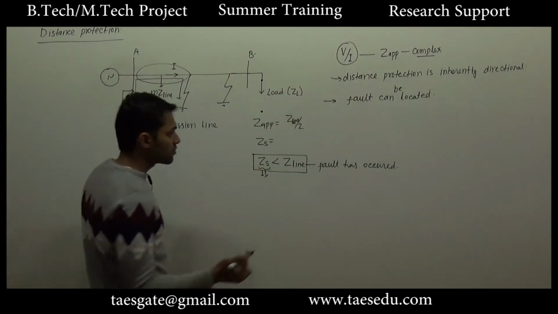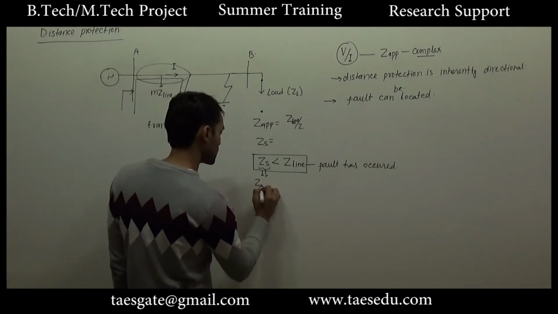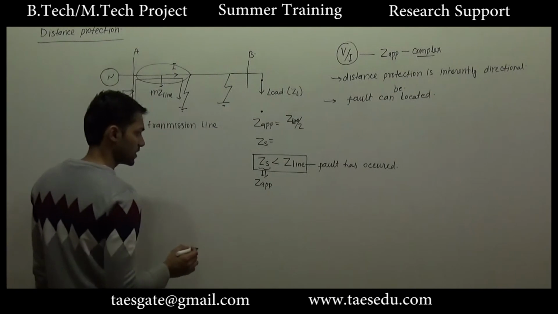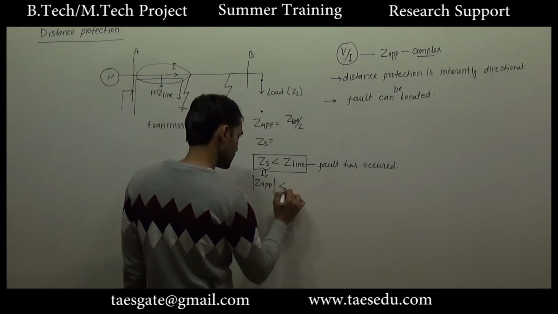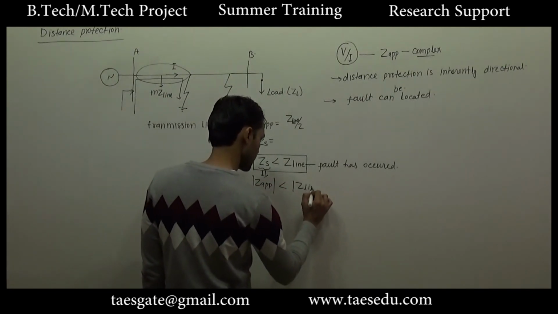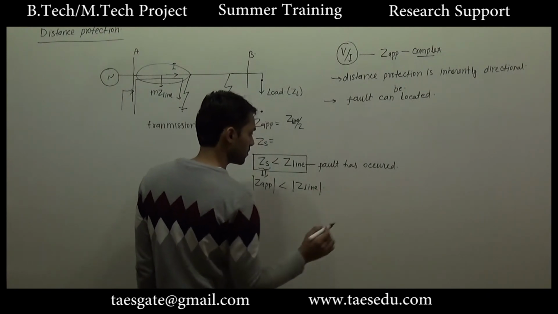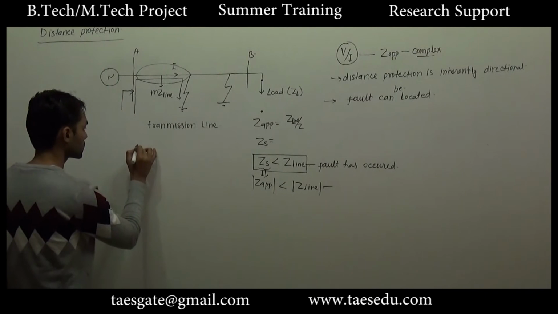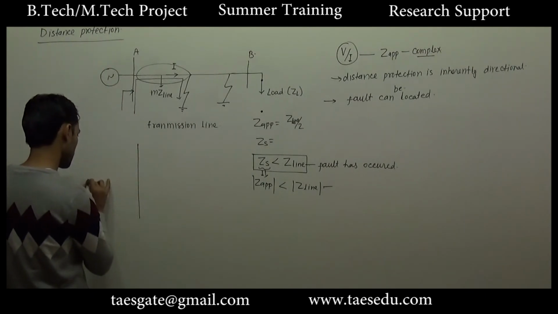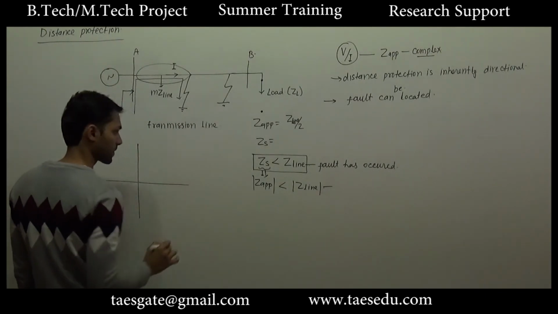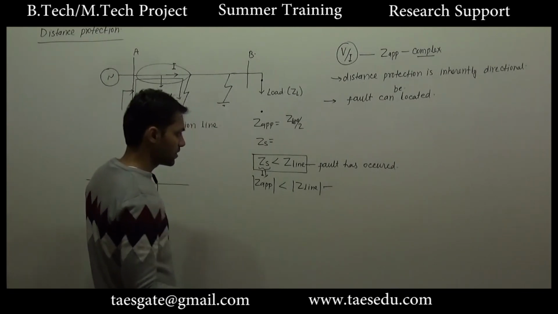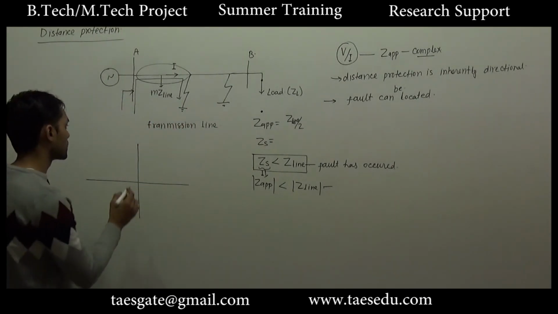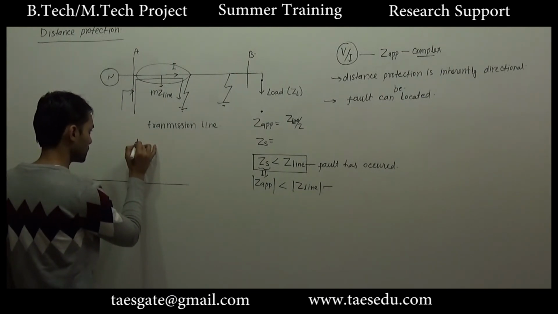If only the magnitude of the apparent impedance is used, we will say that if this magnitude is less than the magnitude of the line impedance, it will detect the fault. So based on this, if only magnitude is used, this relay will not be directional, and this will be called an impedance relay.